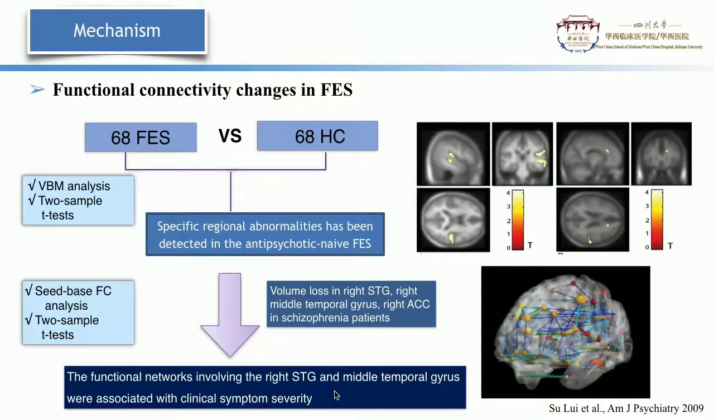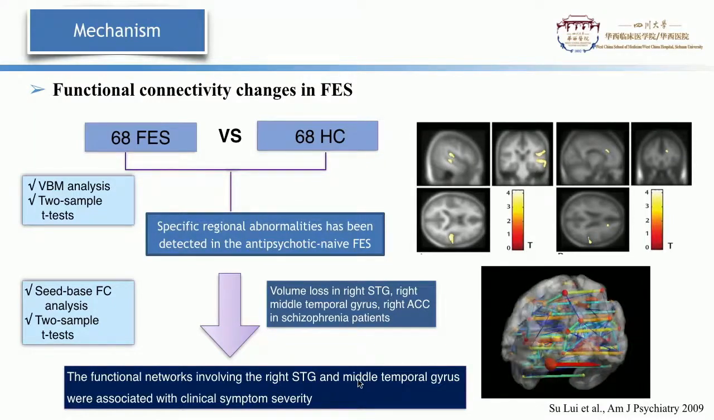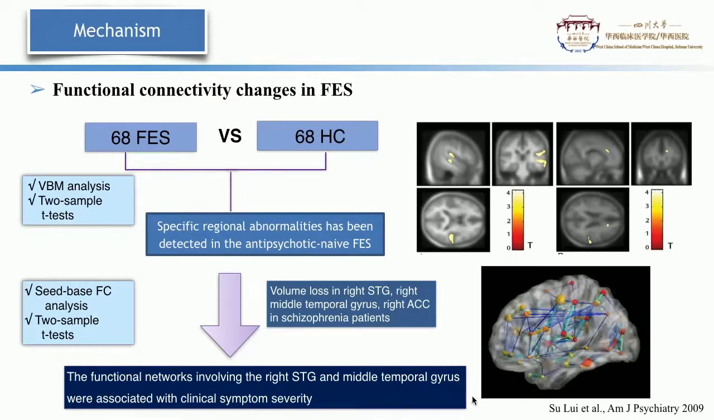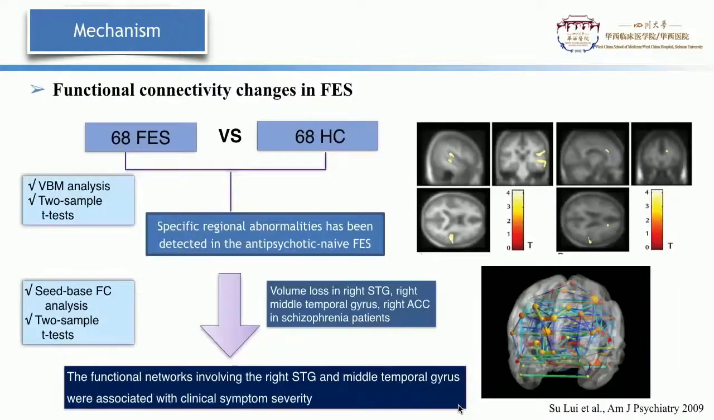That paper was published almost 10 years ago, and when it was published, the editor of the AJP said it was the first study to try to associate the structural abnormality with the functional change in this particular patient group, and also to find some association between them.